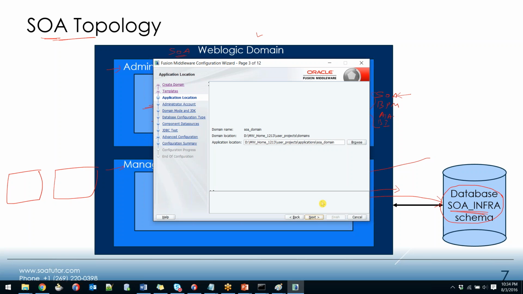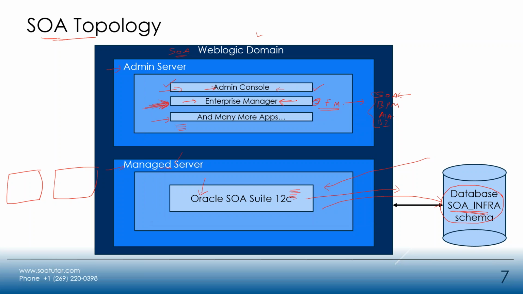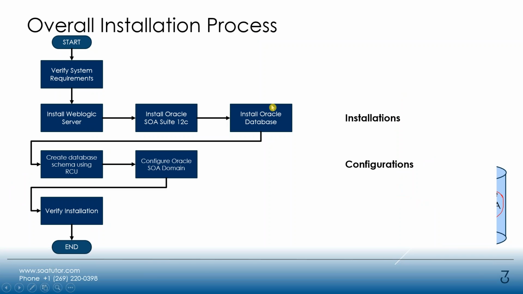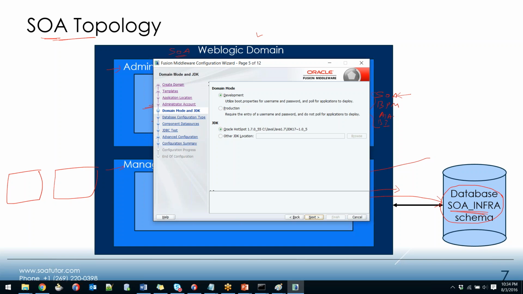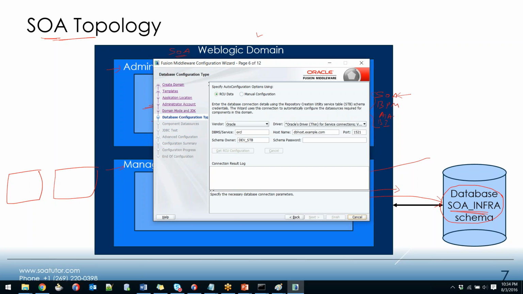You're already at 1 hour, but say next and give a password. This will be your WebLogic password for your admin console and the Enterprise Manager. My suggestion is just give welcome one so that it will be easy. Give the same password for everything. And development or production, give development.